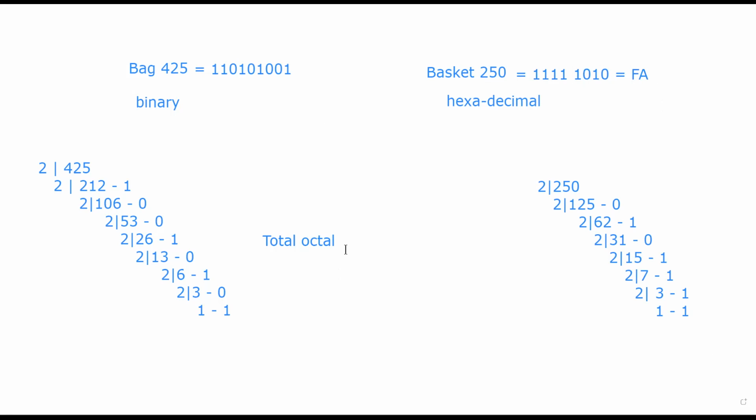Right. Now the total in binary, so octal. So I'm going to add first of all these two numbers. That is 110 101 001, and the other is 1111 1010. So which means I need to put a 0 here. So that is 250. I have to add these two.